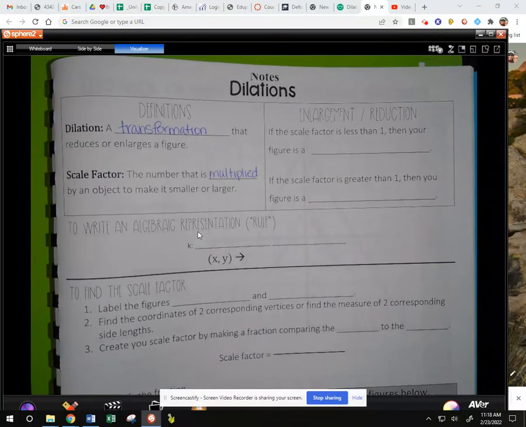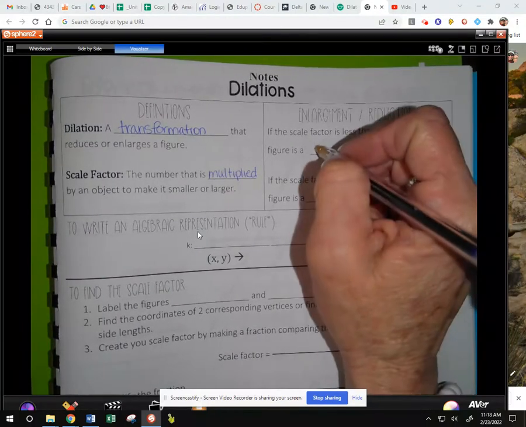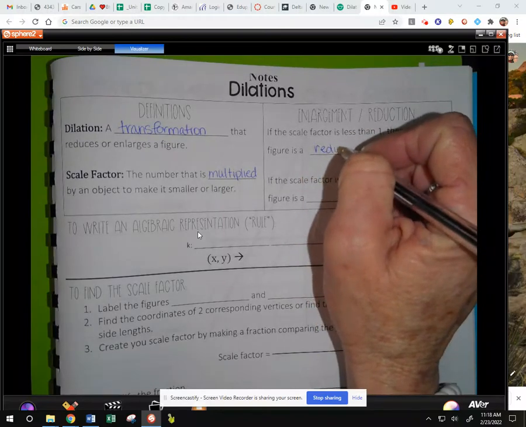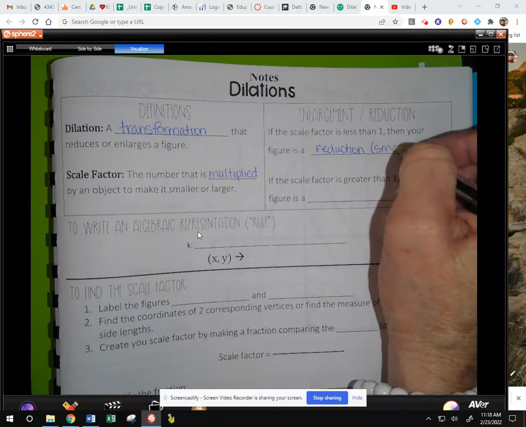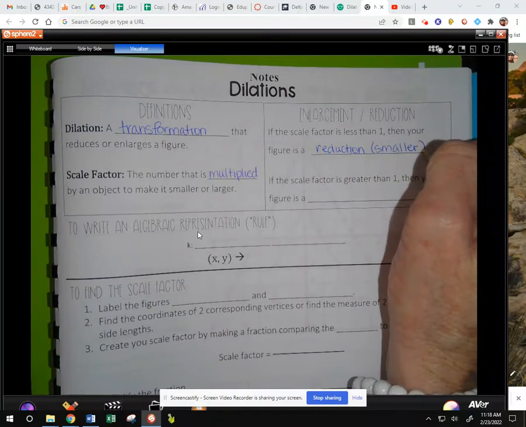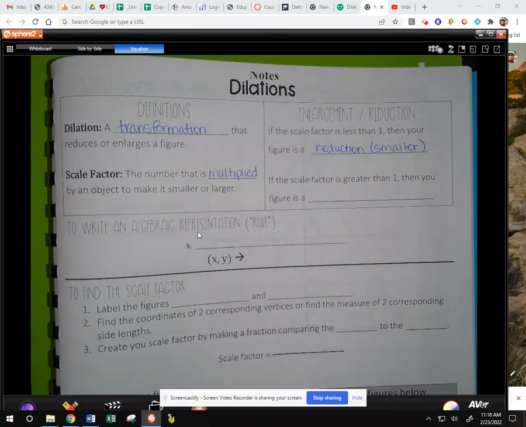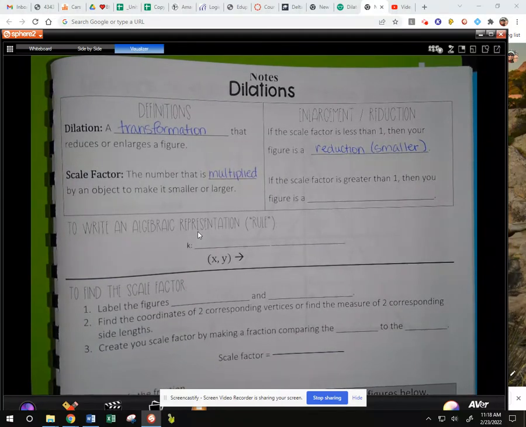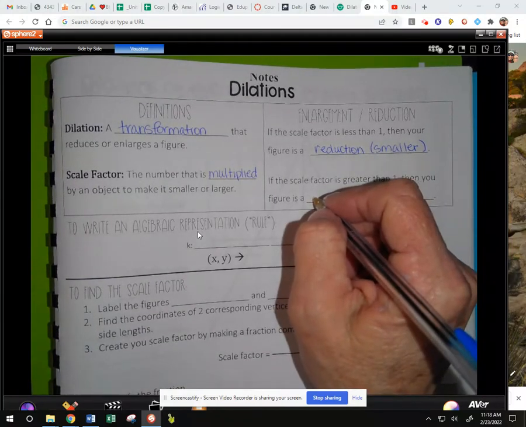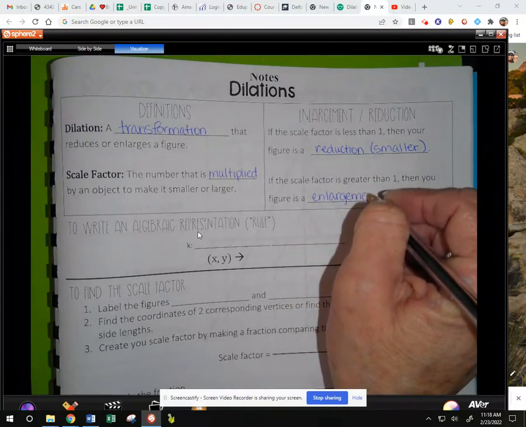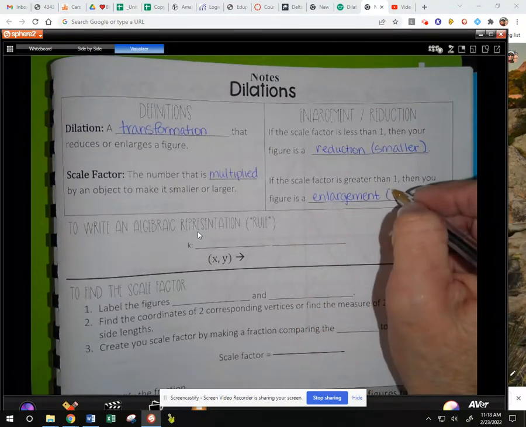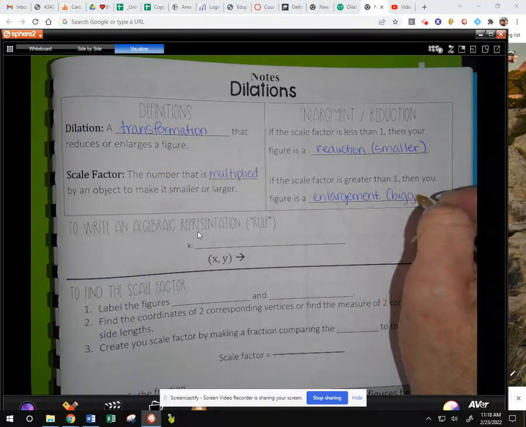If the scale factor is less than 1, then your figure is a reduction, which makes it smaller. If the scale factor is greater than 1, then your figure is an enlargement, which makes the shape bigger.